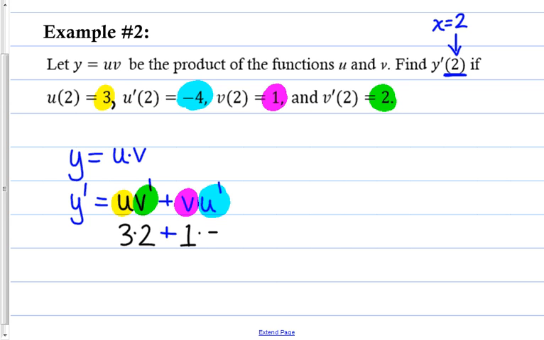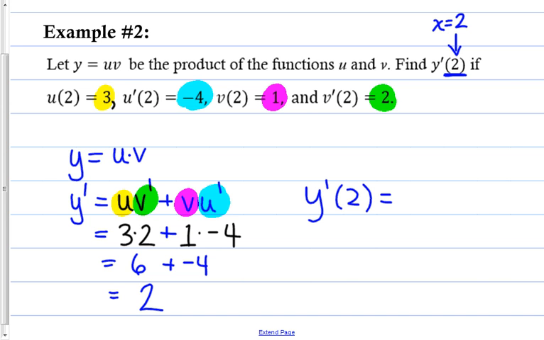So negative 4. I just took the numerical values and plugged them in instead of the functions because I don't have equations here anyway. So now just simplify. 3 times 2 is 6. Negative 4 times 1 is negative 4. So I get 2. Therefore, y prime of 2 is 2. And we did this numerically, no functions involved, because they gave me some information.